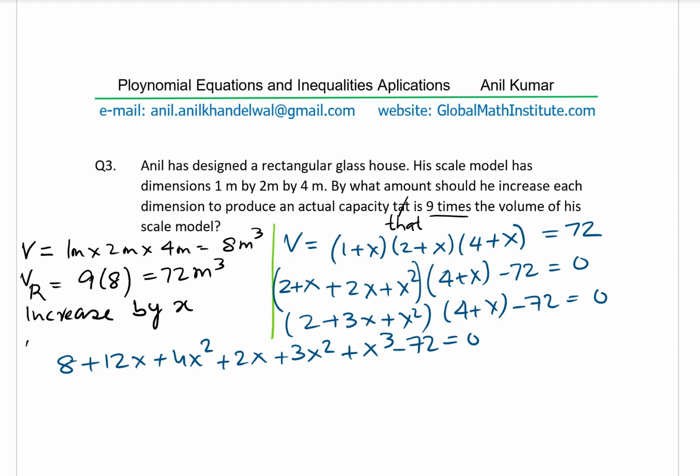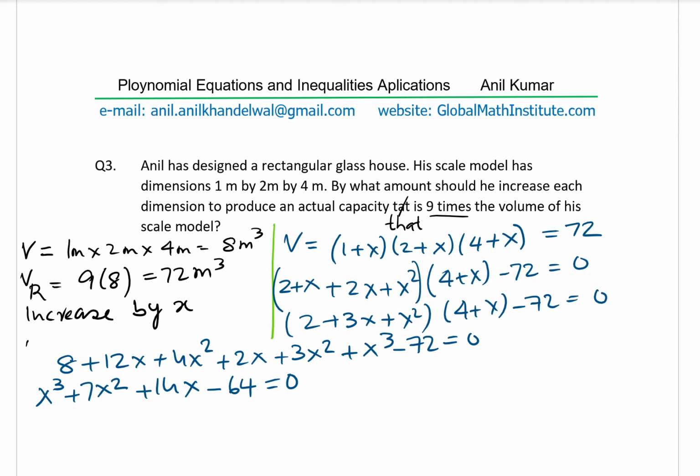Okay, so let's combine the like terms, taking care of the highest power, x cubed, that comes first, and then x squared terms, we have 4x squared and 3x squared, that gives us 7x squared. And then the x terms, 12 plus 2, 14. Okay, so we get plus 14x. And then the constants, so 8 minus 72. So that gives us minus 64, right? 64 plus 8 is 72, equals to 0. So we have a cubic equation now, and let's see what could be the solution.